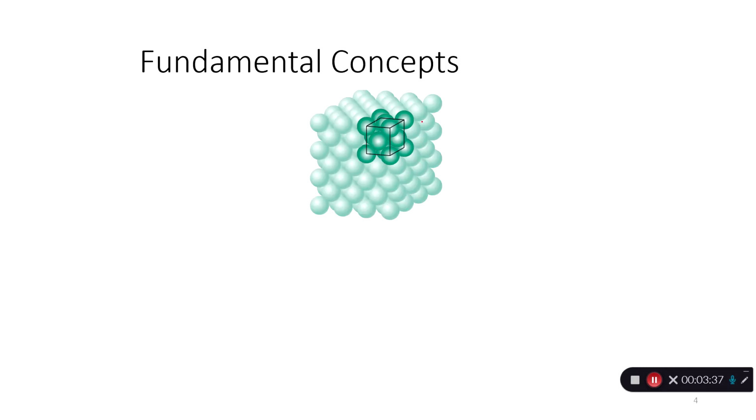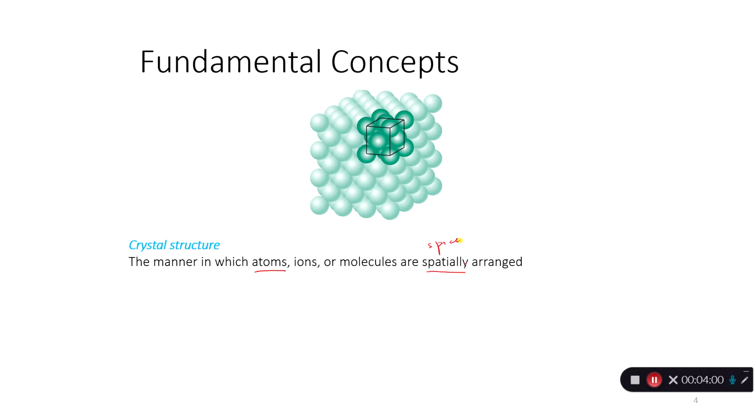Specific to crystal structure, these are things that we must know. Crystal structure is the way atoms, ions, or molecules are arranged. For simplicity, we can just assume that everything is an atom here. It's the way they are arranged in space. The word spatially comes from space. How they are arranged in space.